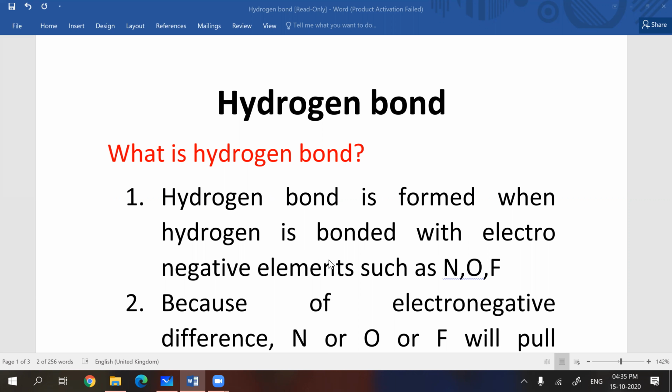Let's see what is hydrogen bond. Hydrogen bond is formed when hydrogen is bonded with electronegative elements such as nitrogen, oxygen, and fluorine.